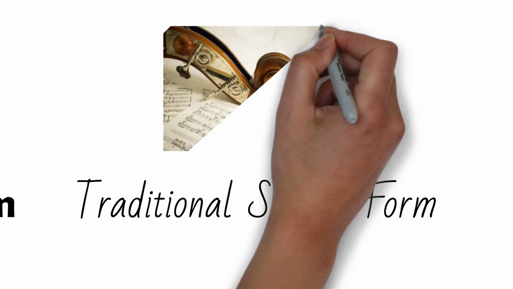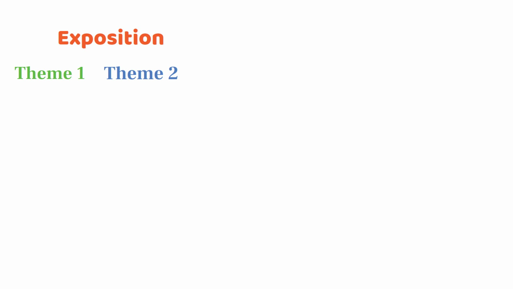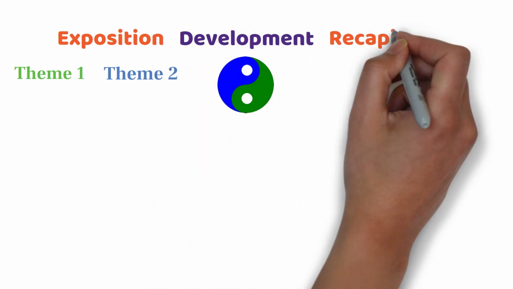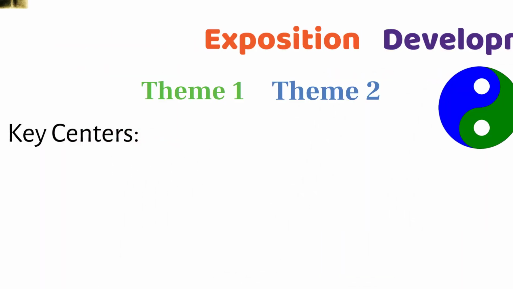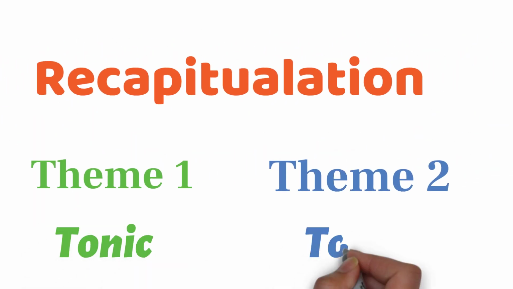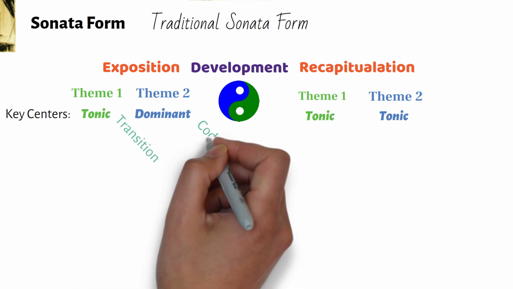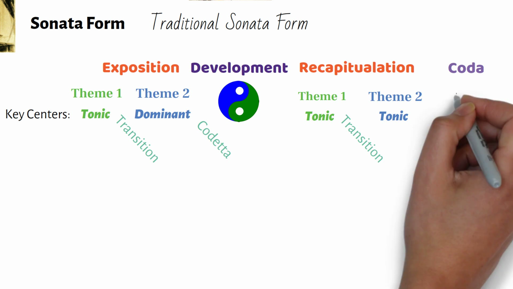Sonata form consists of three large sections: an exposition that introduces two contrasting themes, followed by a development section that embellishes upon both themes, and a recap of the exposition. Theme 1 and Theme 2 have different key centers in the exposition, but they stay in the tonic key center in the recap. Also, there are usually transition sections between Theme 1 and Theme 2, and there's usually a coda section at the end of the piece.